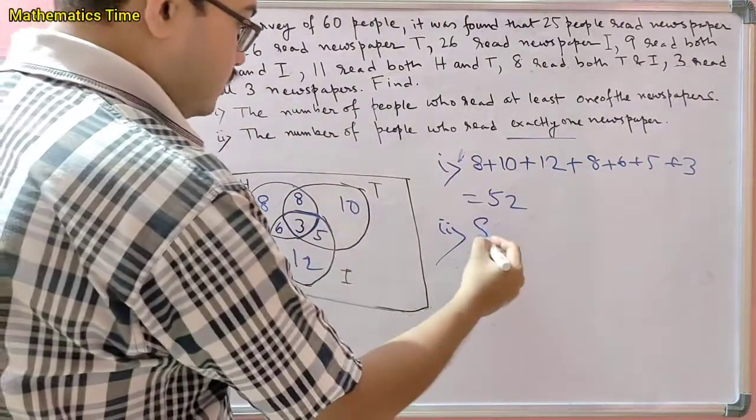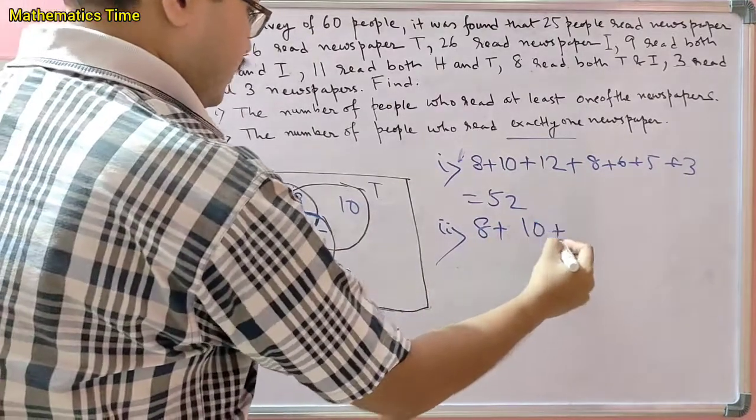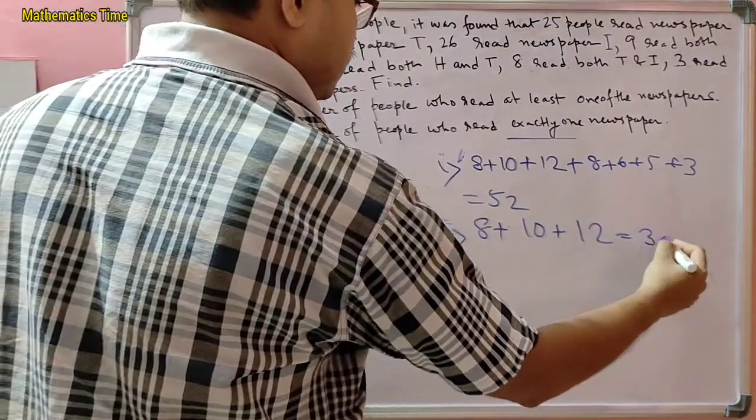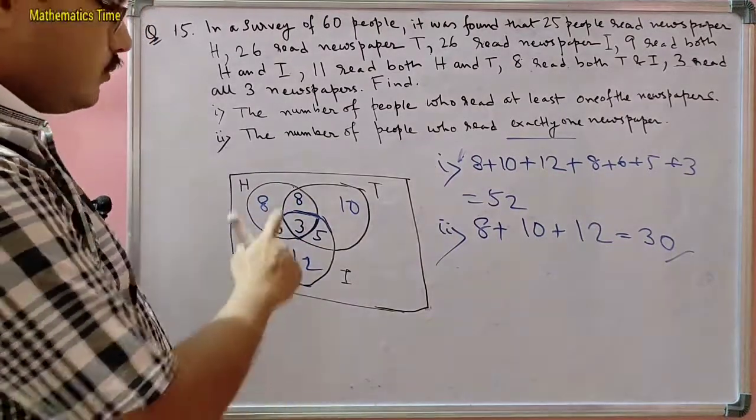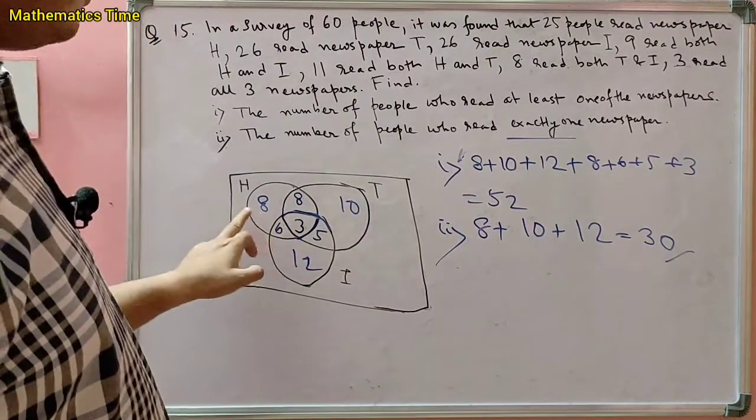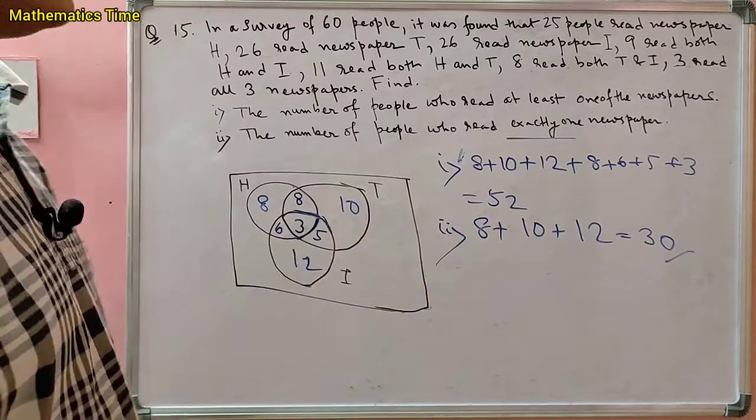So this will be 8 and 10 and 12. That is 30. These we are not including because they read multiple newspapers. So it will be 8 plus 10 plus 12, that is 30.